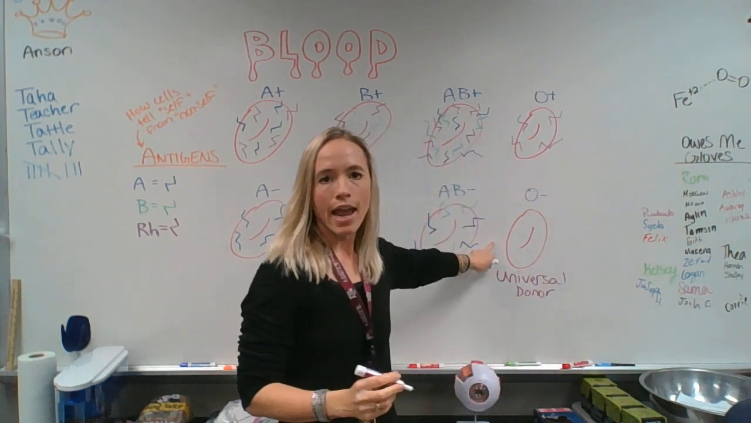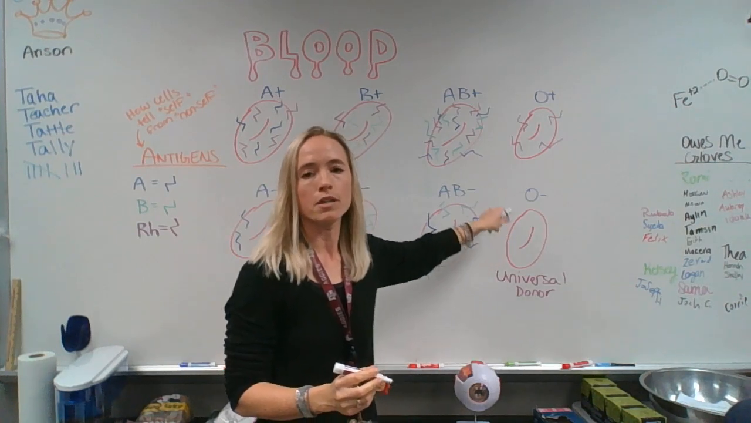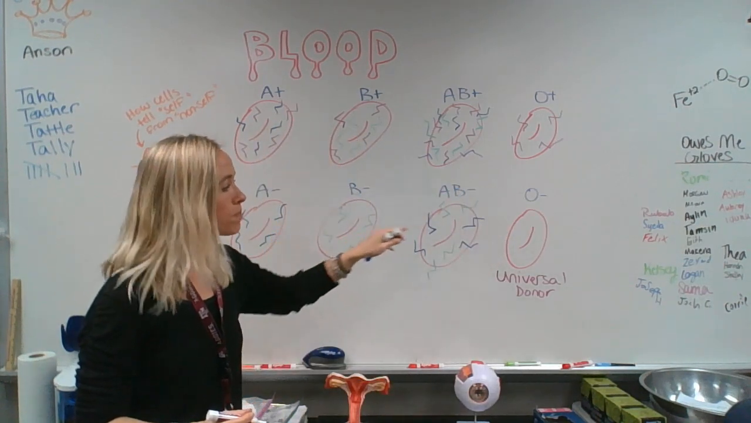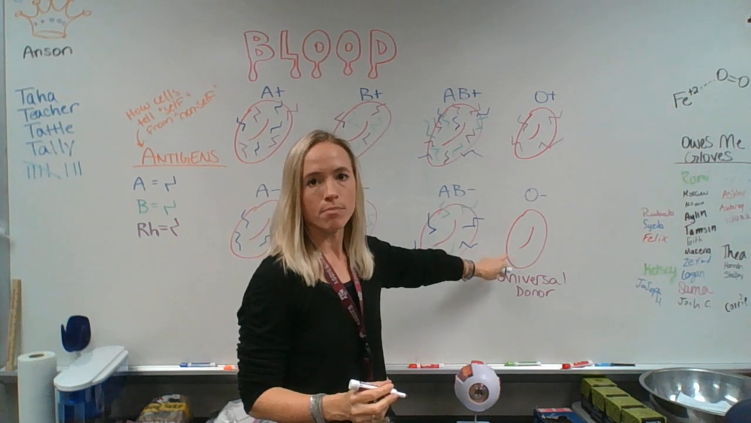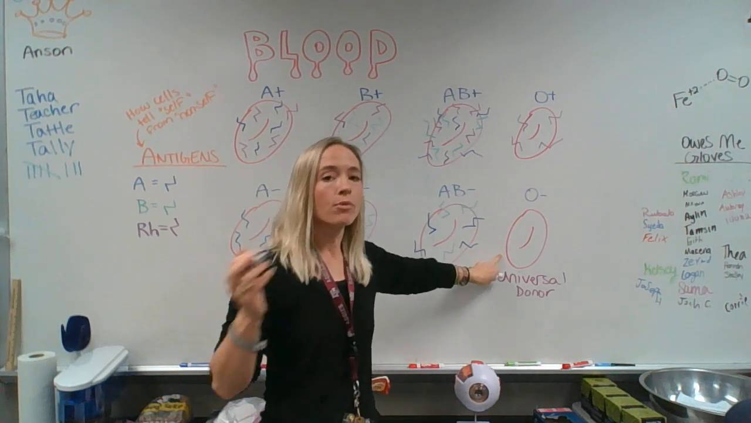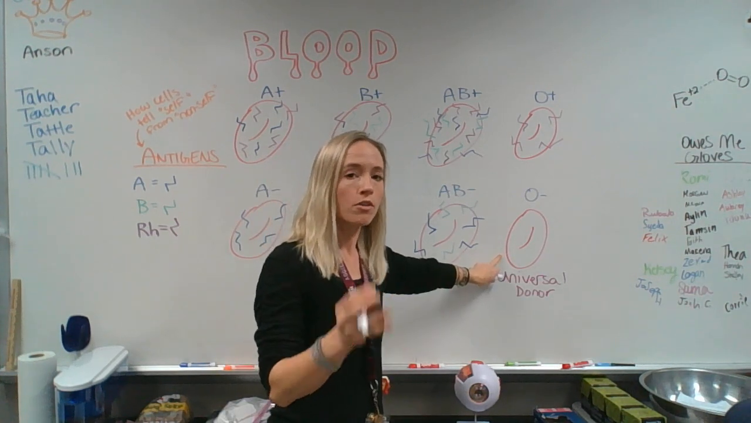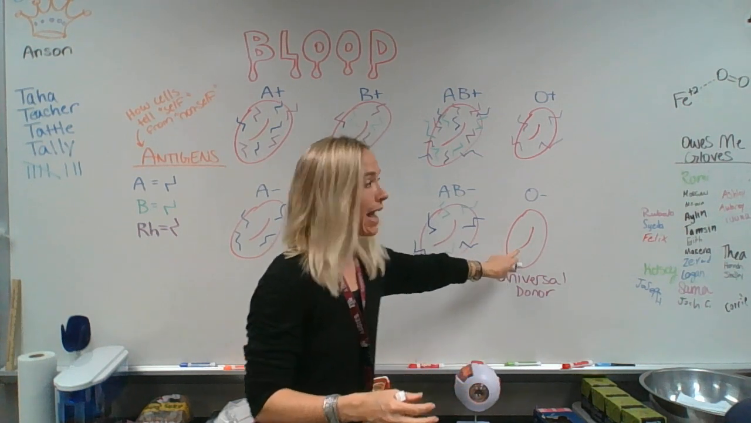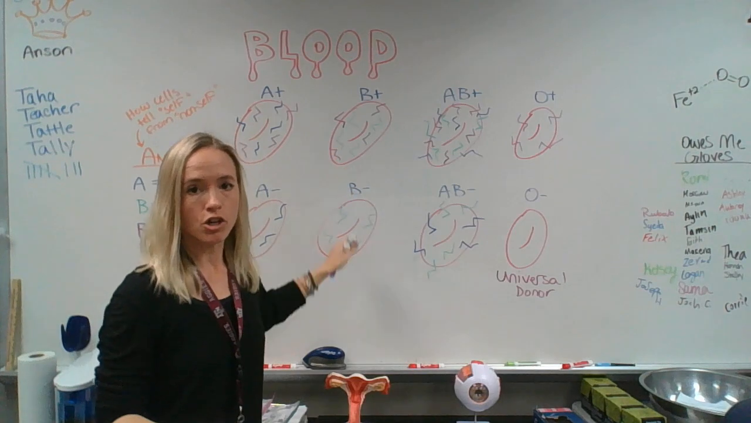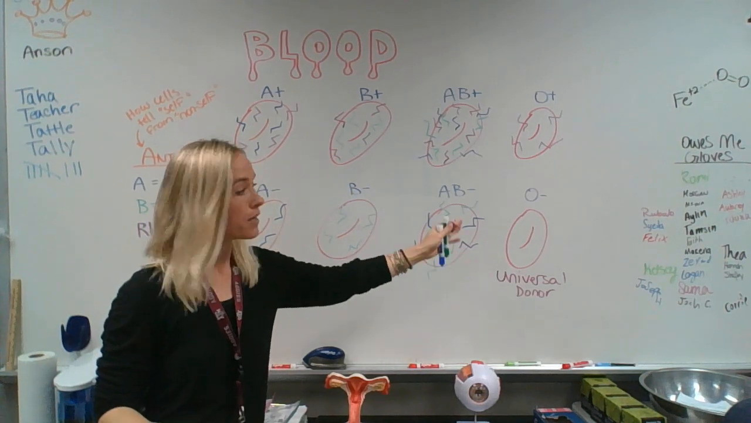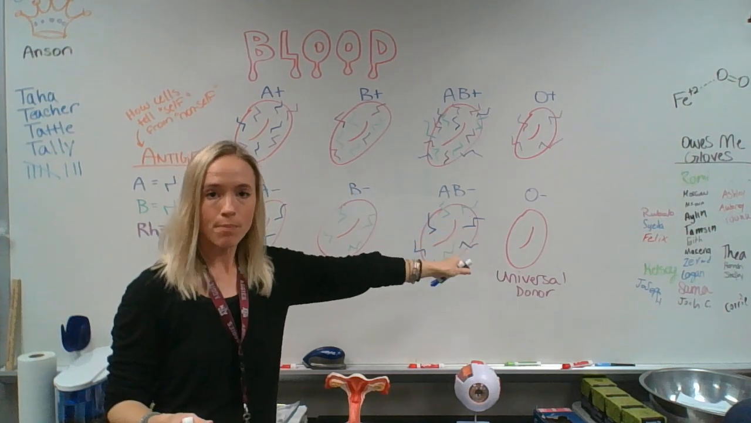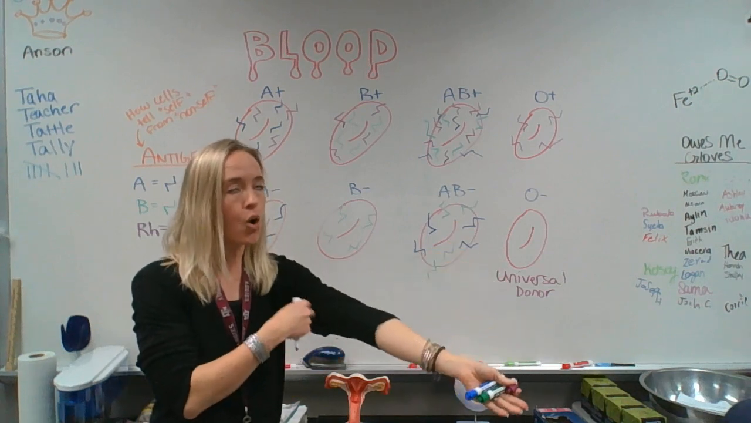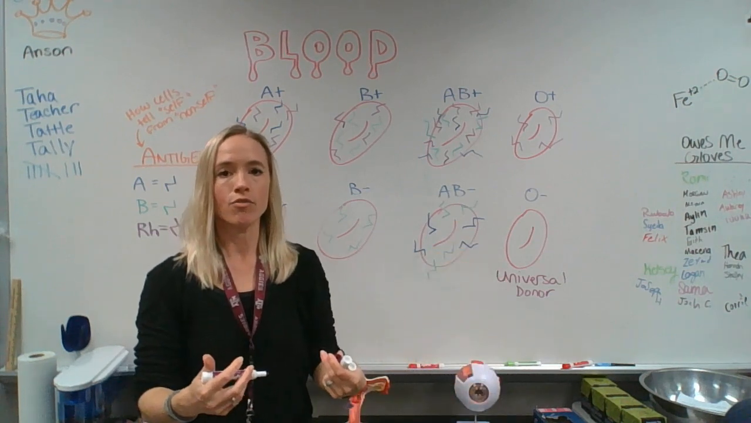Since it doesn't have any antigens that can trigger an immune response in anyone, this blood can be safely given to any blood type. But on the reverse side, if someone has O negative blood, they can't have any antigen go in or it'll trigger an immune response. So patients with O negative blood can only receive O negative blood.